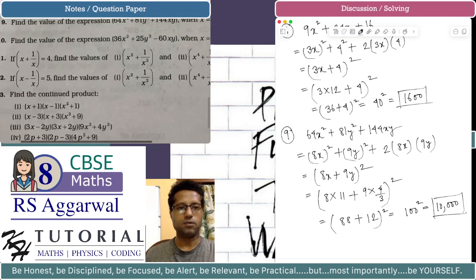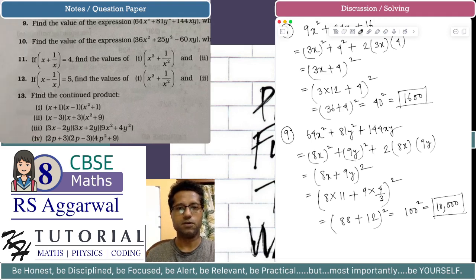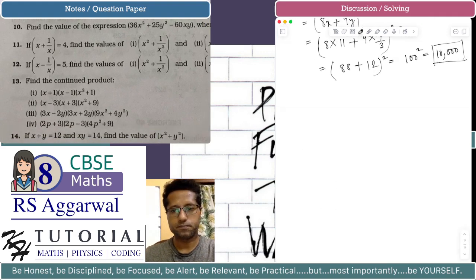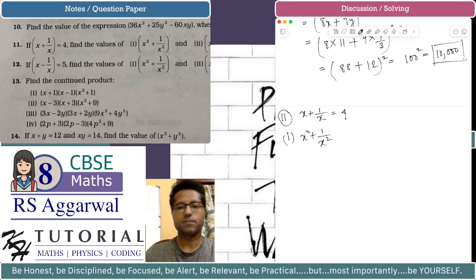I will not do problem number 10, which is very similar to 8 and 9. So, let's do problem number 11. We have two parts. It is given that x plus 1 by x is equal to 4. We have to find the value of x square plus 1 by x square.